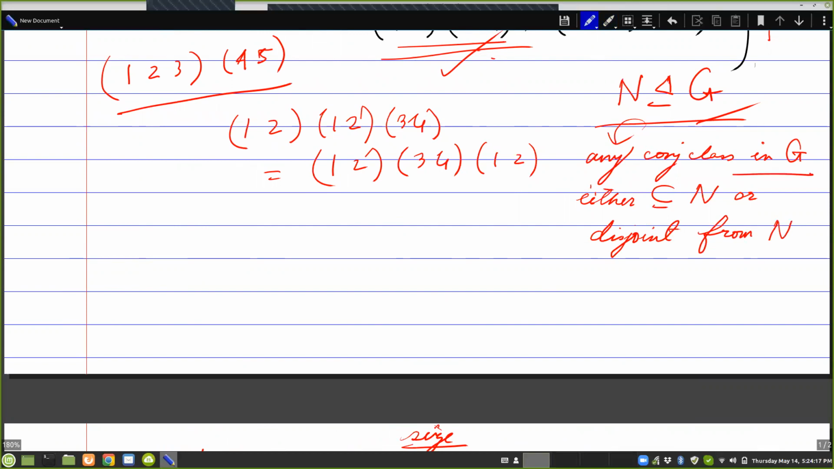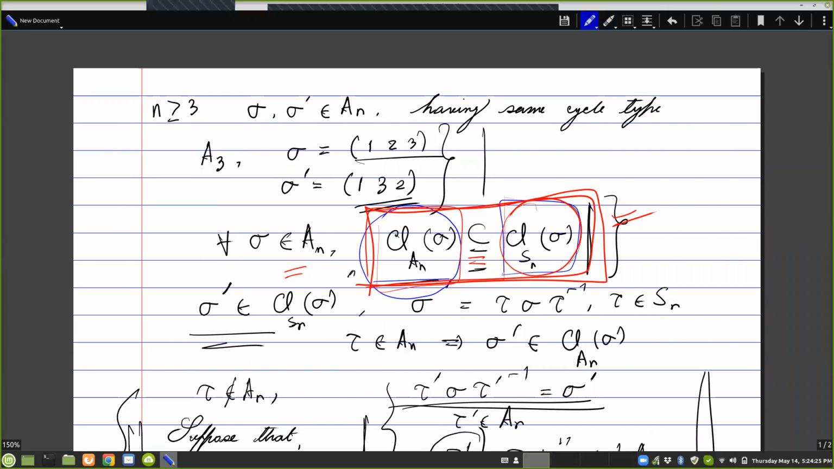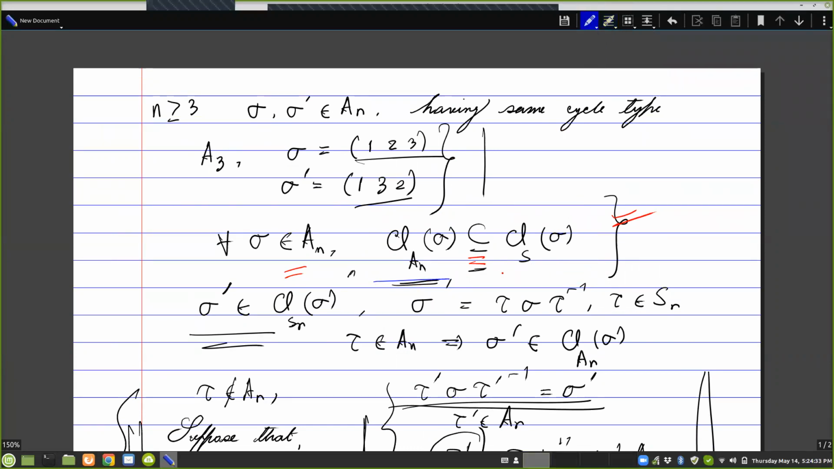So the conjugacy class in G, be mindful. If sigma lies in An, then this entire conjugacy class will certainly lie inside An, it doesn't go outside An. But this may not be a conjugacy class inside An. Well, again, let me repeat. Certainly this lies entirely inside An, but it may be a conjugacy class inside An, or it may split into two conjugacy classes inside An.